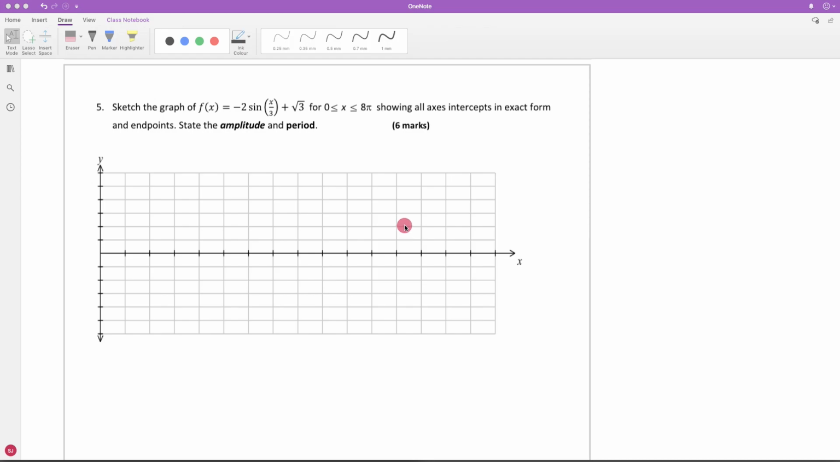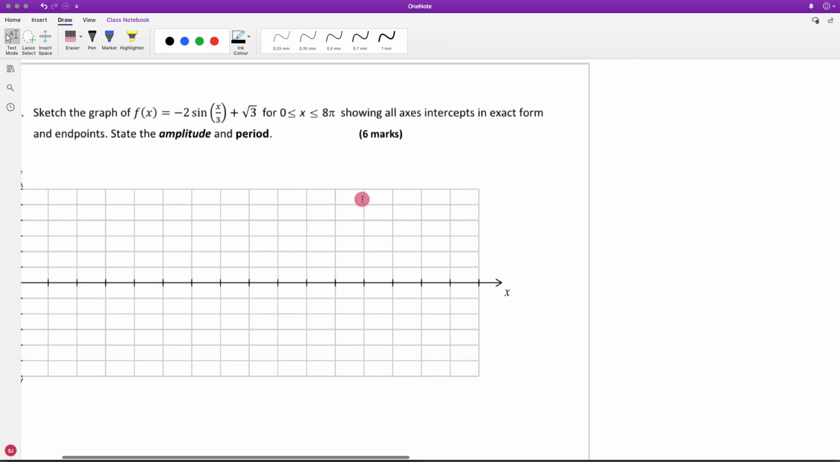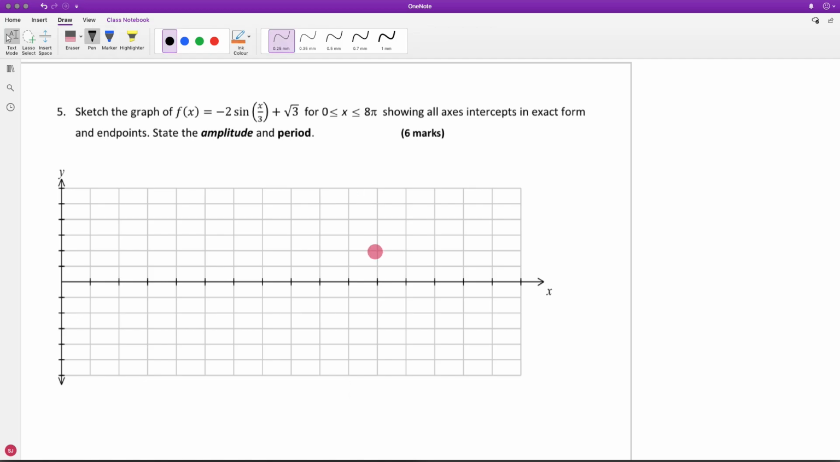Okay, so let us now do question 5 together. Hopefully you gave it a go and hopefully you got it correct. But let's look at it anyway and see what we can do with it. So we are told that we need to sketch the graph of this for my domain, which is between 0 and 8 pi, showing all axis intercepts in exact form and endpoints. We also need to state the amplitude and the period.